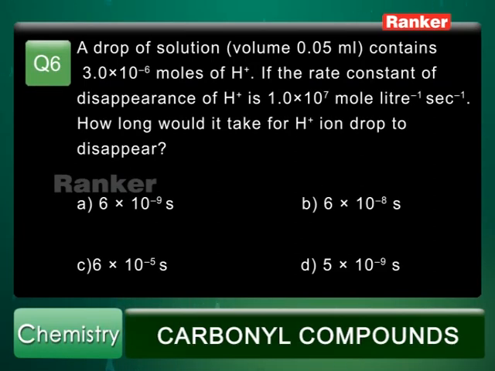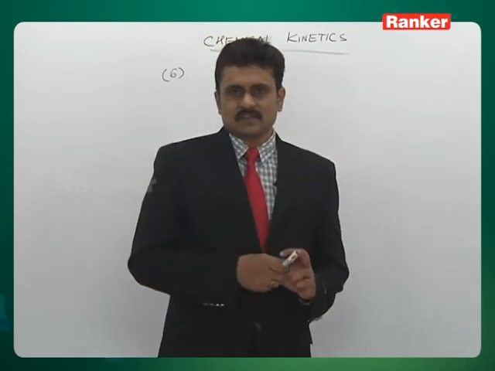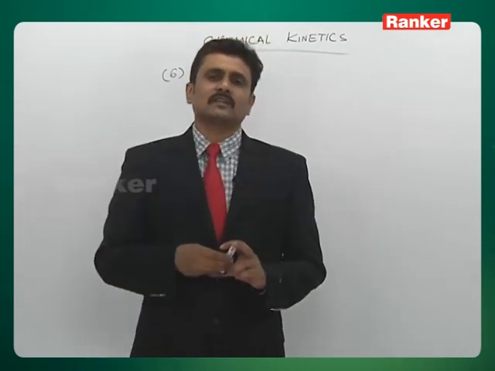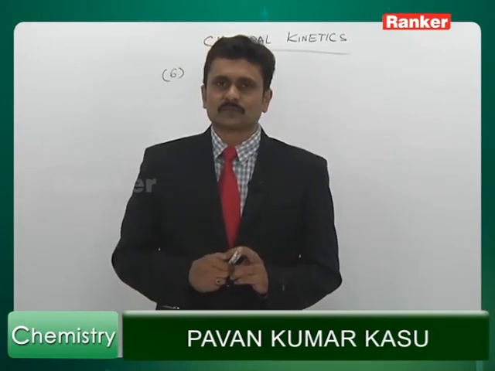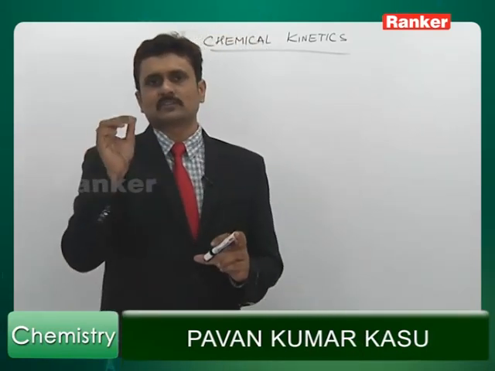We have a drop of solution whose volume is 0.05 ml, which contains 3 into 10 to the power minus 6 mole of H plus. If the rate constant of disappearance of H plus is 1 into 10 to the power 7 mole per liter per second, it is asked to find how long would it take for the H plus ion drop to disappear. So in this question, please do not use any kinetic equation in order to solve this. You can get the answer by looking at the units of K.